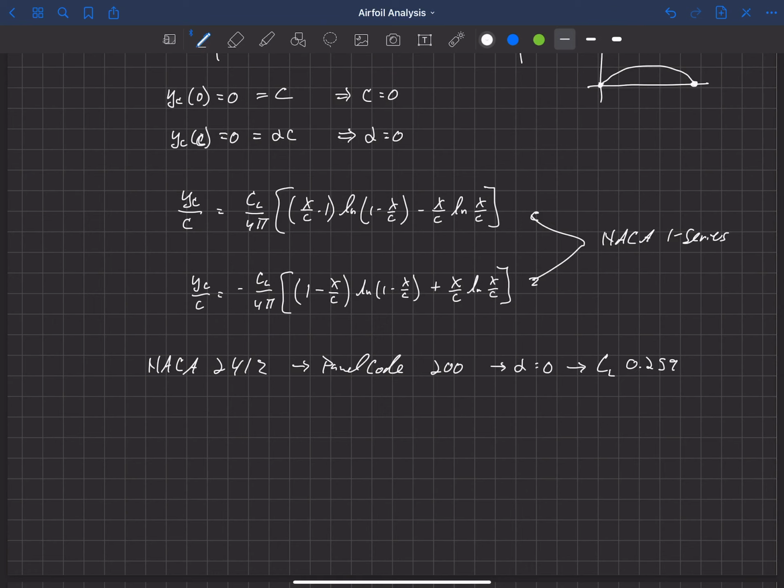0.259. Now, one thing that I forgot to point out about this uniform load distribution is that this lift coefficient here is what they call a design lift coefficient. So basically, we have to know what lift coefficient we want to produce at 0 degrees angle of attack in order to create this camber line.